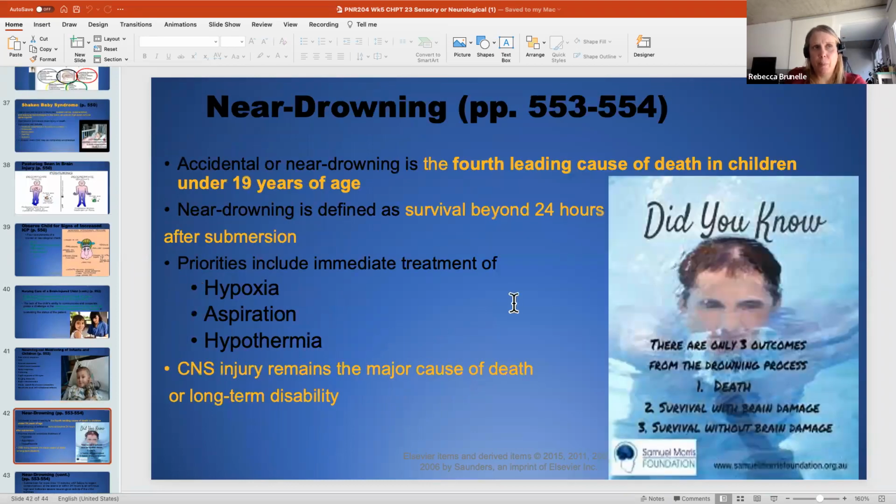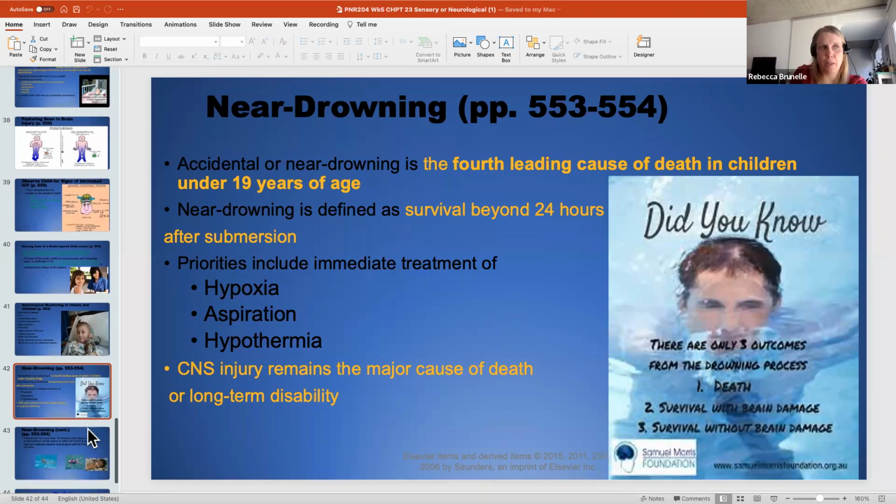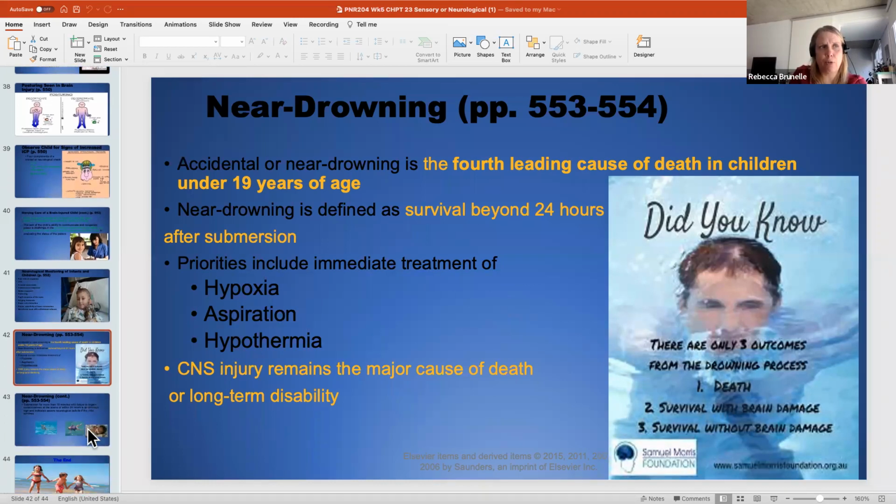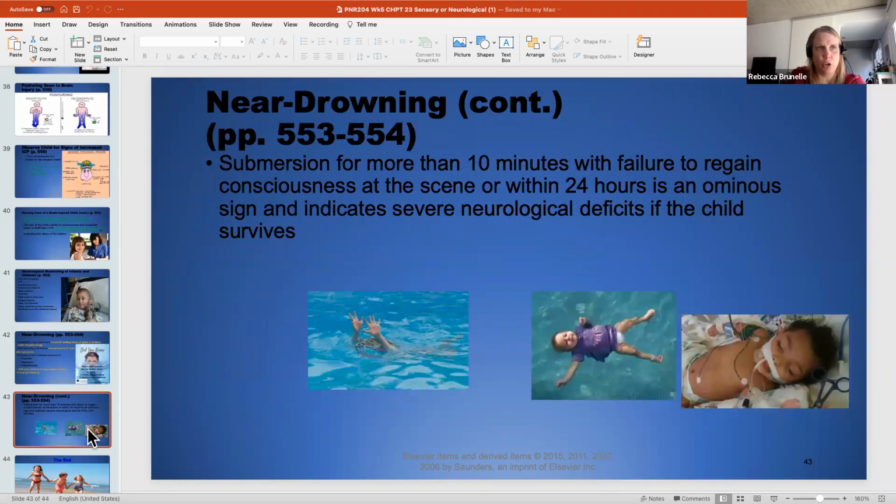In addition to head injuries, obviously, you have to be careful when you're talking about kids in water. If they have accidental submersion, that can lead to hypoxia, aspiration, hypothermia, pneumonia. And because of the hypoxia, it can really lead to brain damage or a brain injury. And it's the fourth leading cause of death in children.